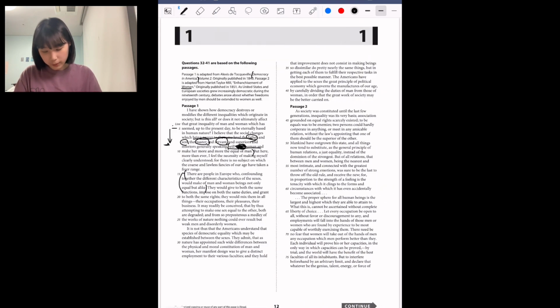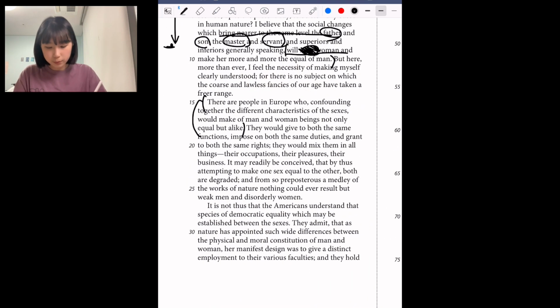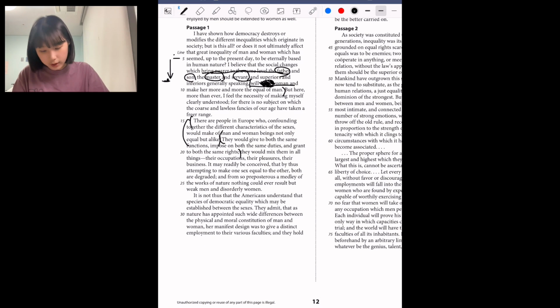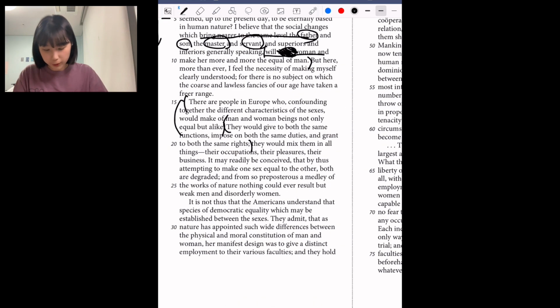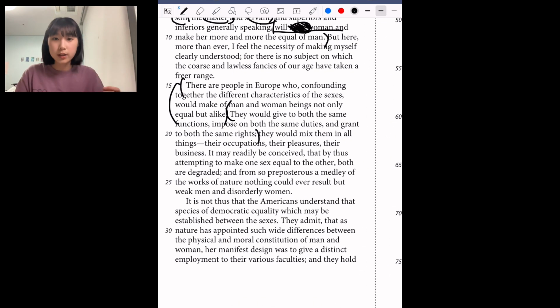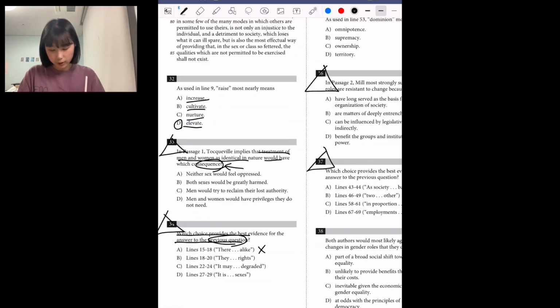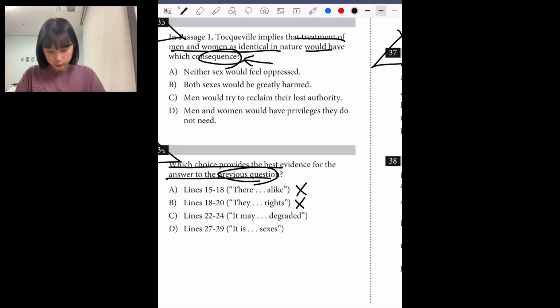And then lines 18 to 20: here they would give to both the same functions, impose on both the same duties, and grant to both the same rights. Here again, it's not actually answering our question on the consequences of thinking in such a way. It's just extending onto the explanation of how people tend to think that the two sexes are alike in nature. Again, it's not answering our question, so we're gonna take that away from our choices for now.